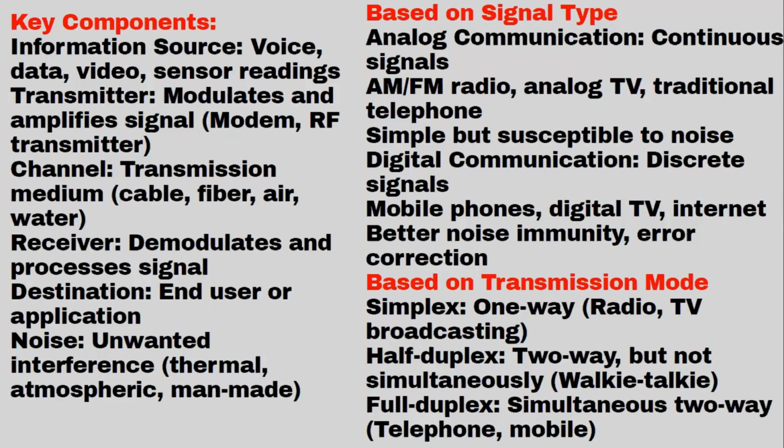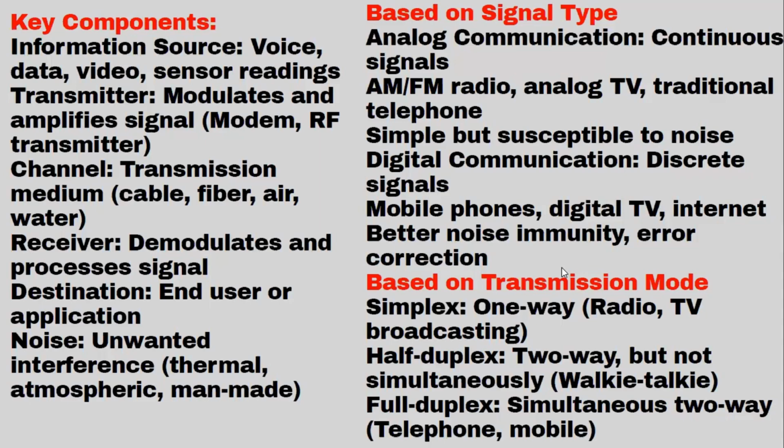So first the information source, then comes the transmitter, then comes the channel. About the channel, that is the transmission medium: cable, fiber, air, water, in a particular band or frequency. That is what we call a channel. Then comes the receiver part. That is a very important key component of your communication.